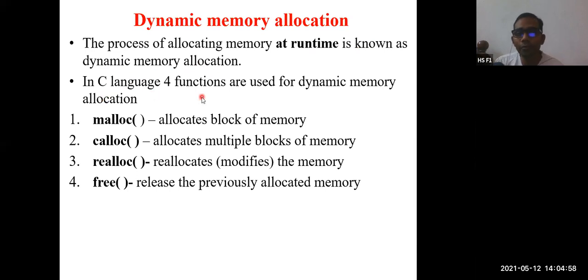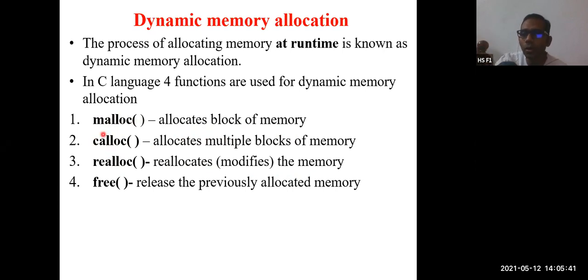In C language, we have four functions used for implementing dynamic memory allocation. There are four different methods: malloc, calloc, realloc, and free. malloc allocates a block of memory, one chunk of memory. calloc allocates multiple blocks of memory. It is not a single block, it allocates multiple blocks. You can create the memory using malloc or using calloc, it's up to you. Then realloc. realloc is a method that modifies or reallocates the memory. Using malloc or calloc, you might have allocated some space.